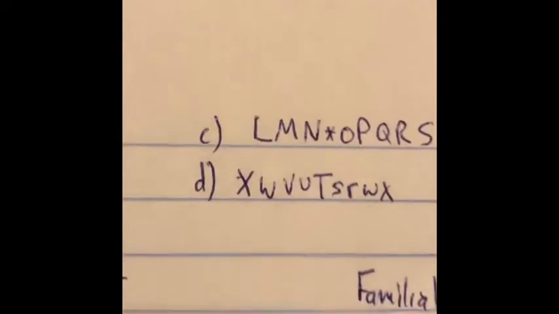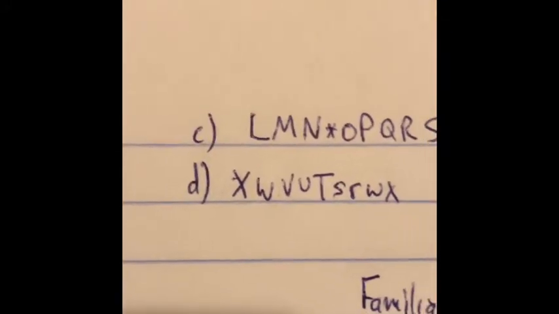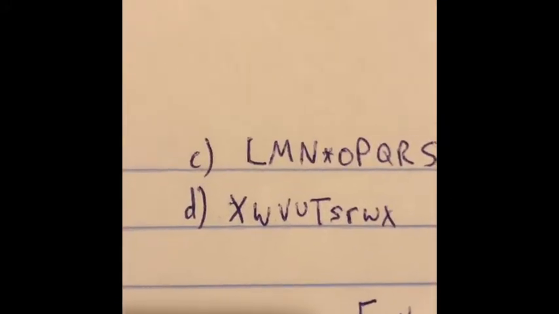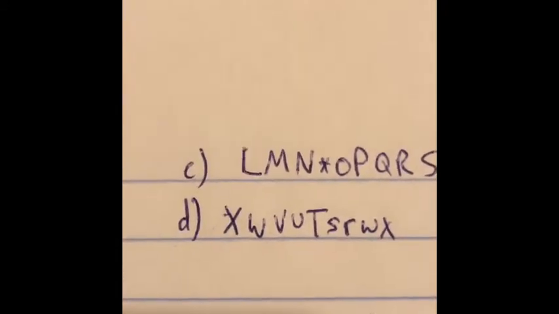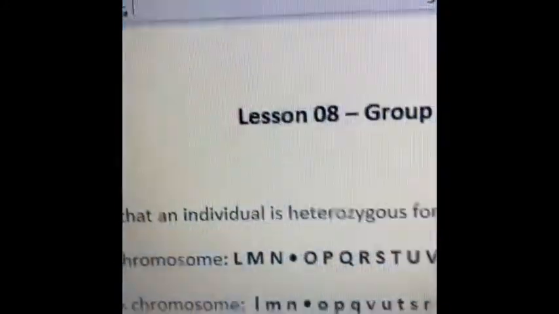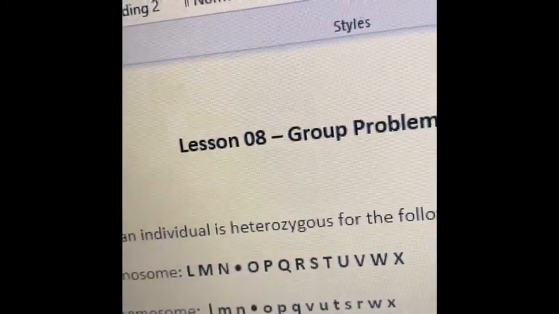And then the same thing occurs on the second part. So you're going to have capital XWVU and then T. And then once we get to that T, we're going to drop down for the crossover, and you see SRWX, and that's how you do it.